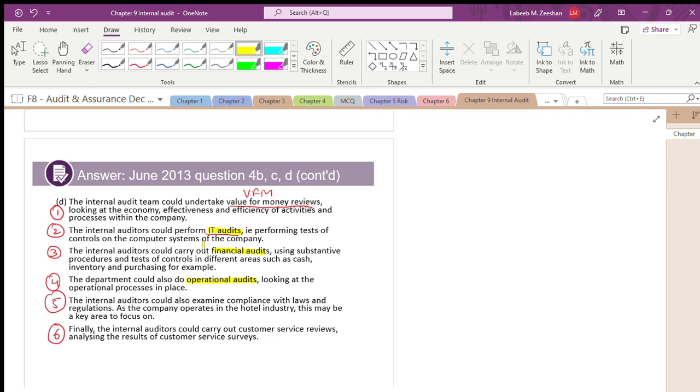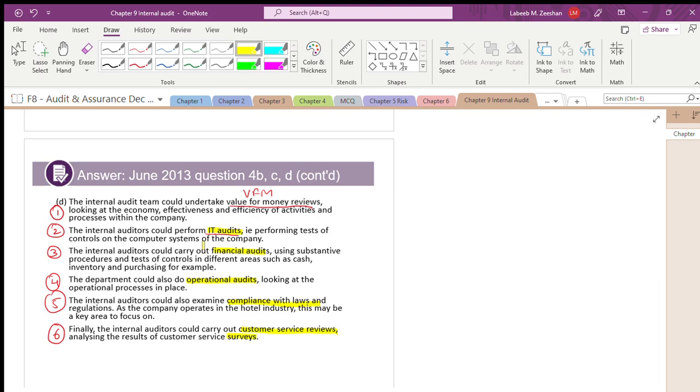And what else will internal audit do? They will do the compliance with law, compliance audit. Is it right? The regulations. Whether the company is following rules and regulations. Internal audit also performs what? They perform the feedback. Understand, right? They will do the surveys and they will take the feedback. 6 points. Remember this. Is it right?